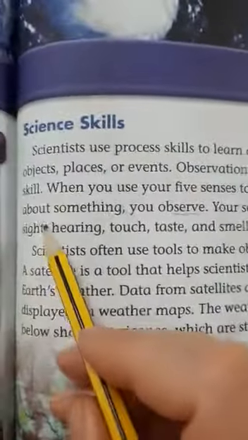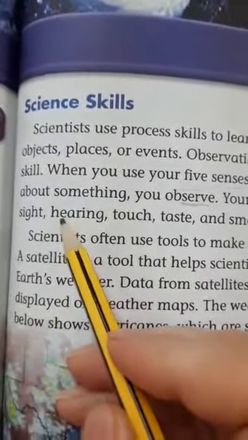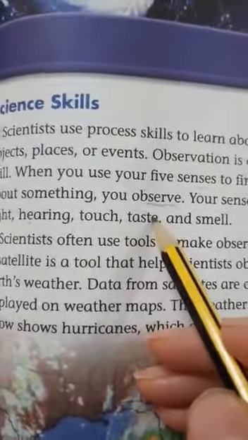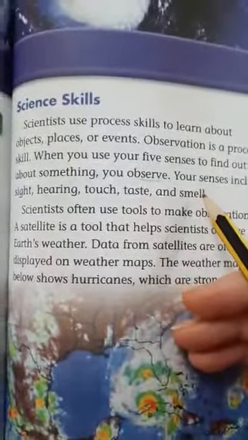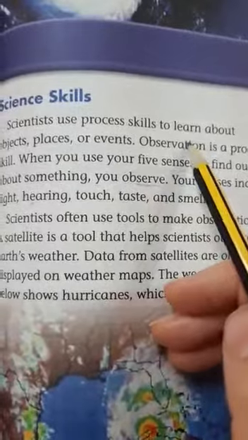Sight, which is using your eyes to see. Hearing, which is using your ears to hear. Touch by your hands. Taste by your tongue. And smell by your nose. For sure, if you want to observe, you will touch, you will see, you will hear, you will smell. So you will use your 5 senses to observe or make observation.